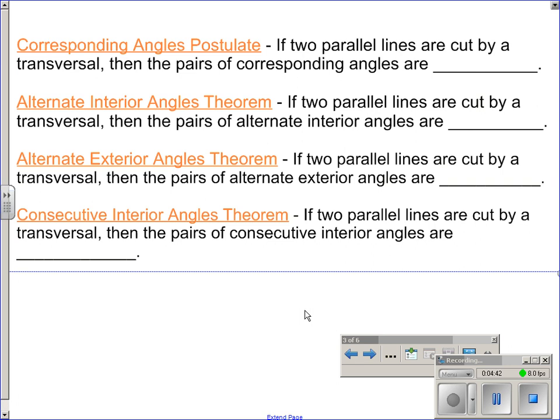All right, so this is the notes. We will make sure that everybody has the correct stuff in class tomorrow. There's going to be a second video where we're going to do some examples dealing with this postulate and these three theorems. Pay attention to the next video.